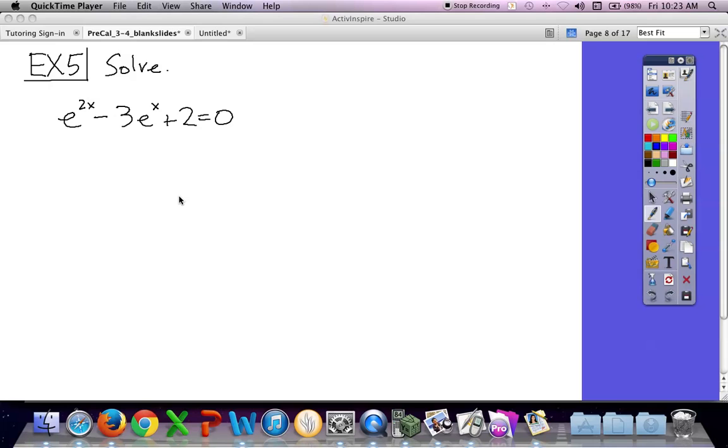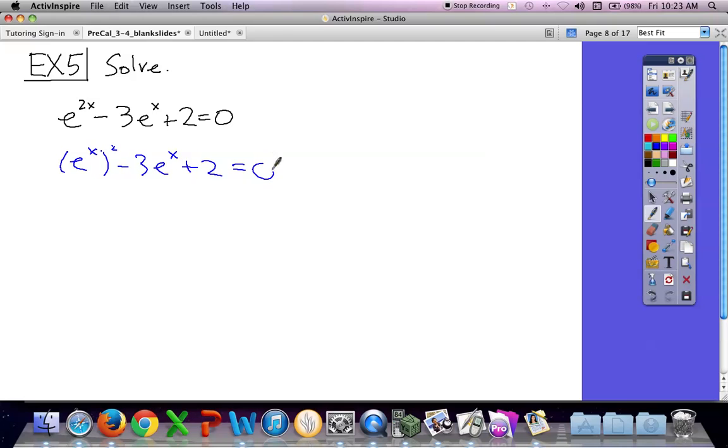Think of it like this, right? It's e to the x squared minus 3e to the x plus 2. So it will factor just like a quadratic. It'll factor just like a quadratic.